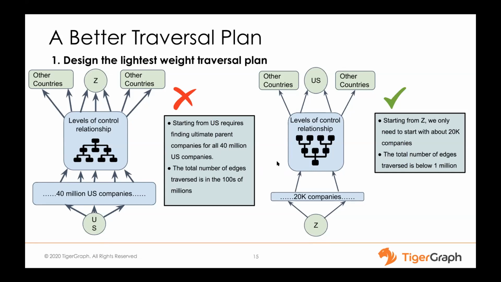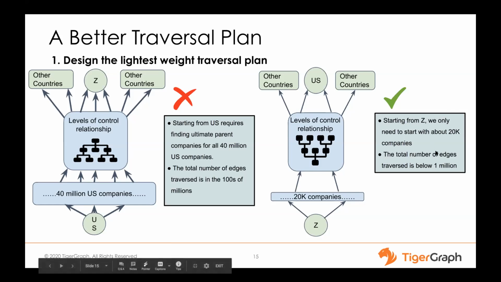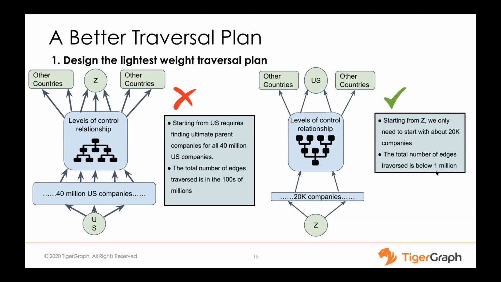However, if we traverse the other way around, we start from country Z. Country Z may only have 20K companies. And in that way, we traverse all the way to its subsidiaries and see if they are in the US. It's a lot more lightweight, and the total number of edges traversed is way below 1 million. So you can see the different starting point is so important that it may impact the scale of the query by 100 times, right? It's really the difference between day and night.